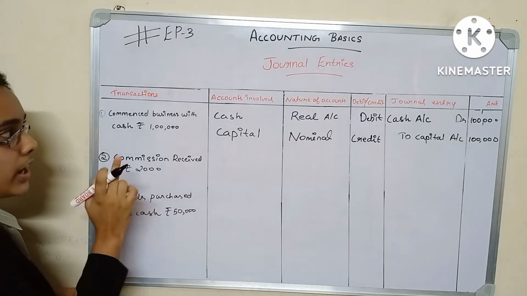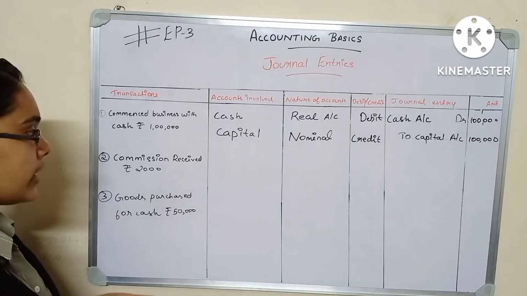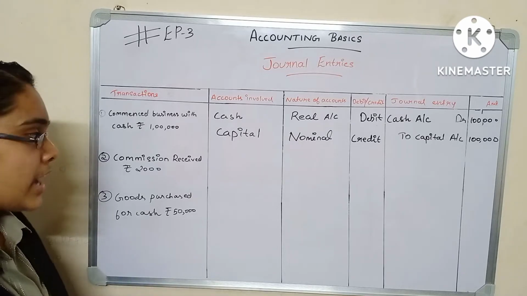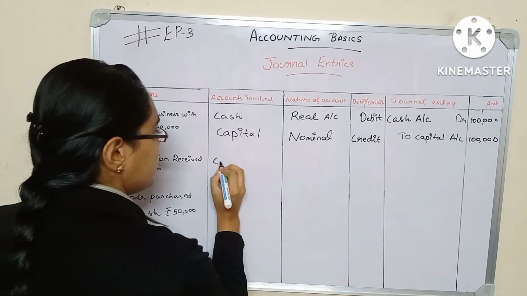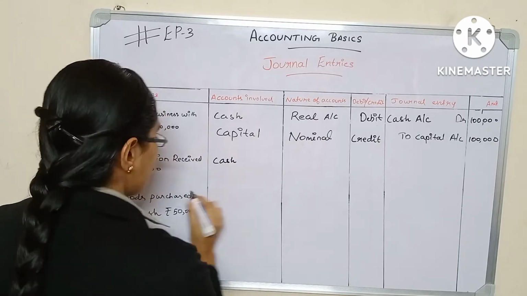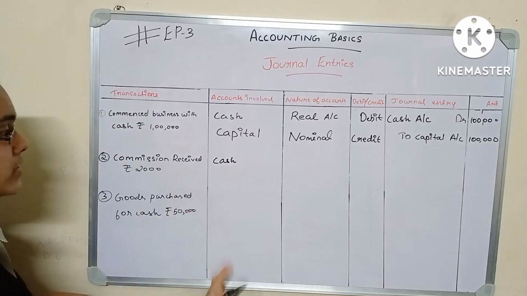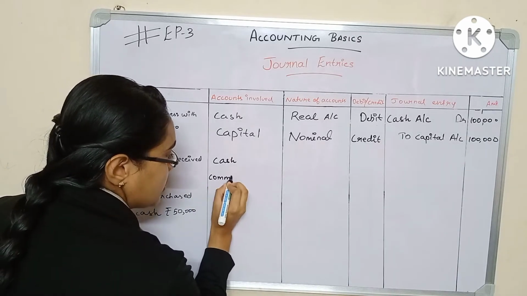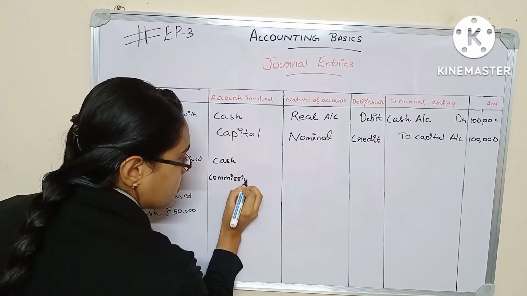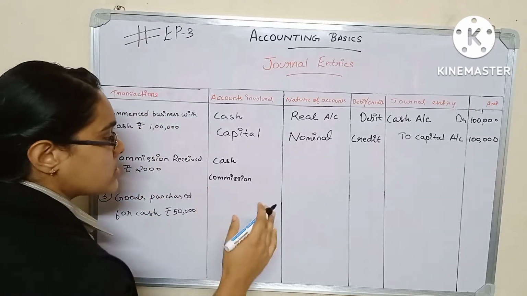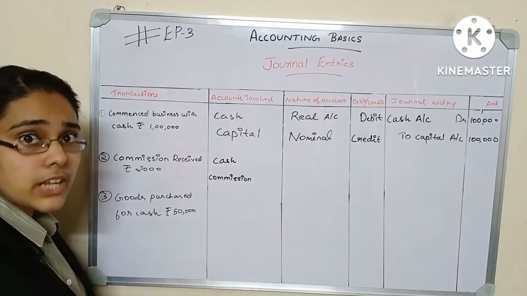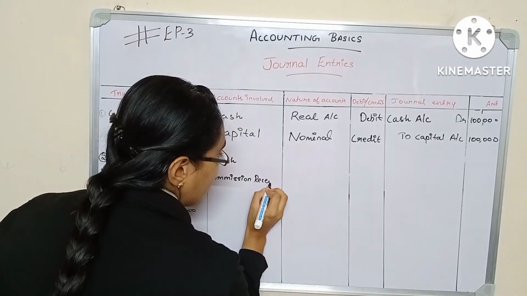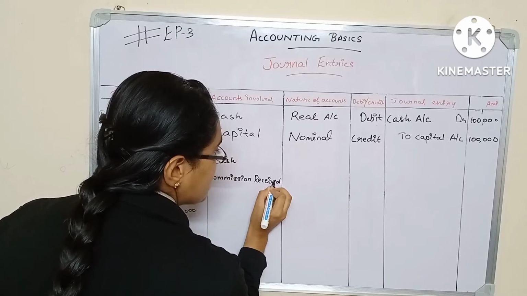Similarly, let us do this transaction. Commission received. Which are the two accounts involved here? Of course, cash. You are going to receive commission in the form of cash. So, cash account. Cash and commission received. So, commission is the next account involved. Don't just simply write commission, because you can pay it, and also you can receive it. So, you should write commission received itself.